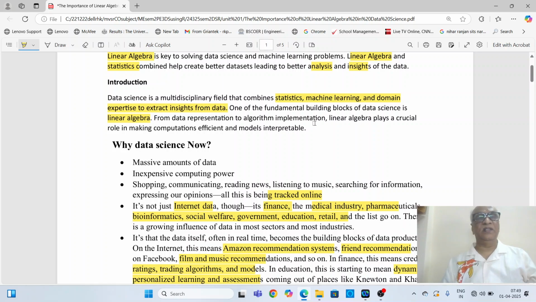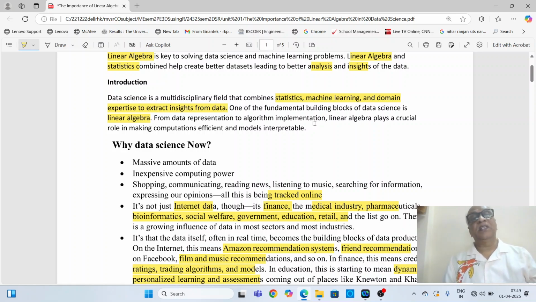What about data science? We all know data science is a multidisciplinary field, right? It combines statistics, machine learning, and domain expertise, and that will help in getting insights from data. So, linear algebra becomes one of the fundamental building blocks of data science. Whether it is data representation, algorithm implementation, efficiency, optimization, computations, or interpretability, for all those aspects, linear algebra plays a huge role.